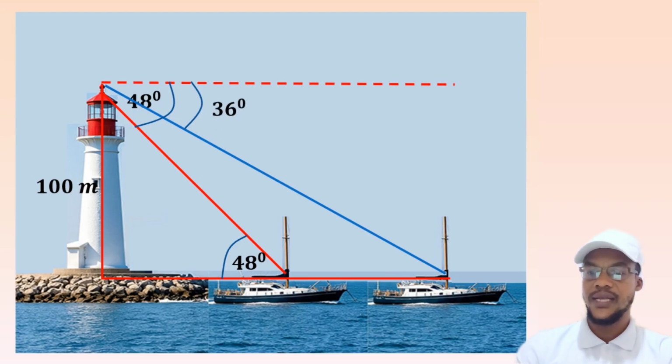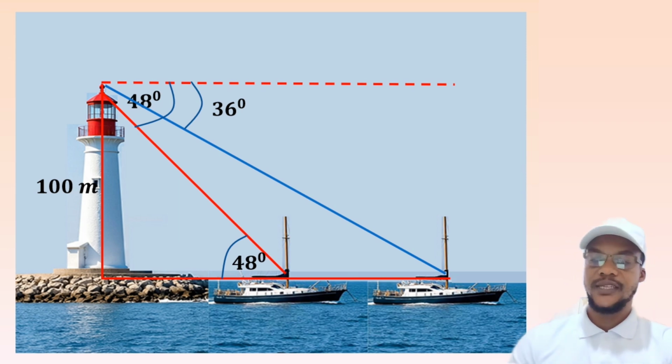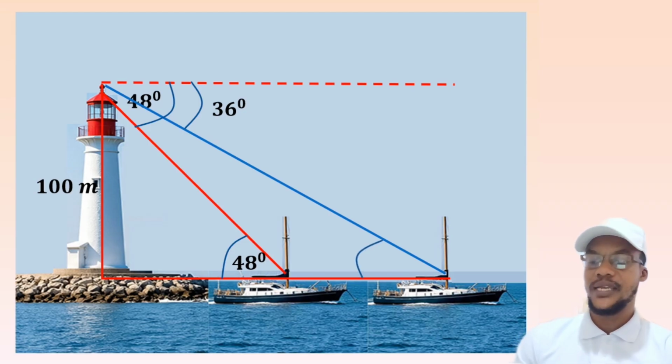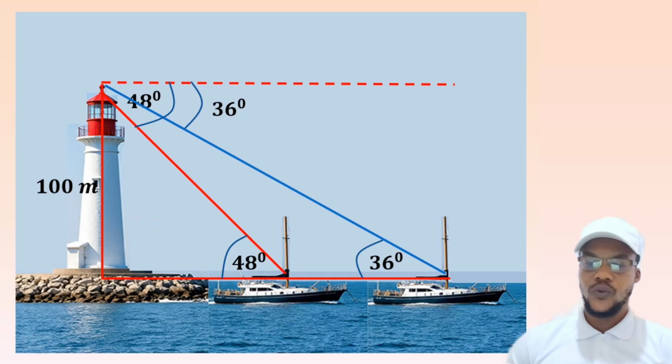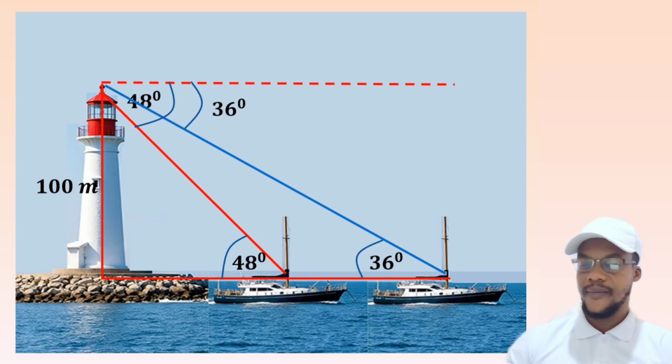36 degrees. And once it forms there, it also alternates at the point where we have the second vessel. So from that vessel, at the horizontal line, that alternates there, and the angle from there is also 36 degrees. So you see that, from the foot of the lighthouse to the second vessel, that is the total distance between the foot and the second vessel that we have there.